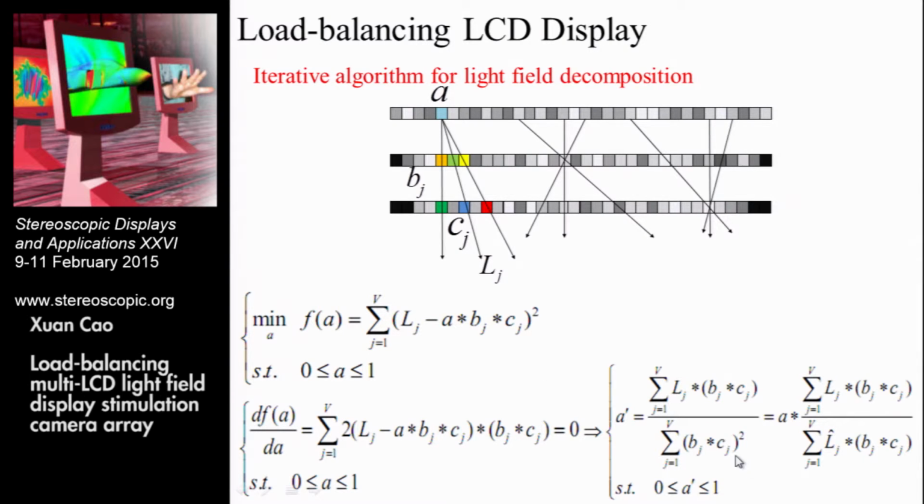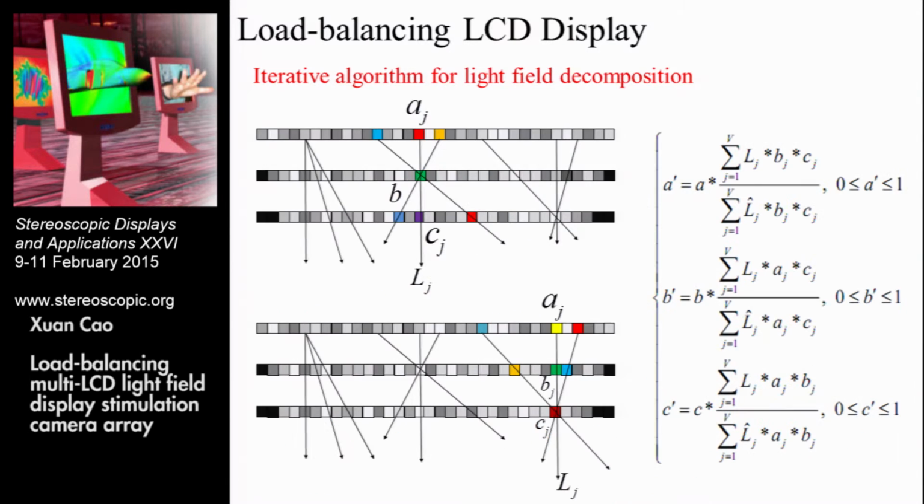We can see the updated pixel value is the product of the old pixel value and the weight factor. And the weight factor depends on the target light rays and the reconstructed light rays before updating, and also depends on the pixel values on other LCD layers. Similarly, we can get the update rules for the second and the third layers.